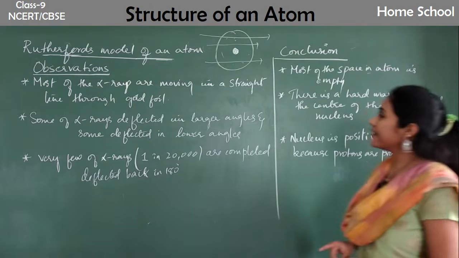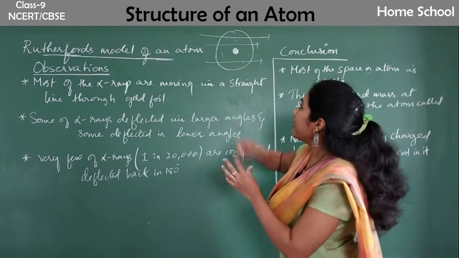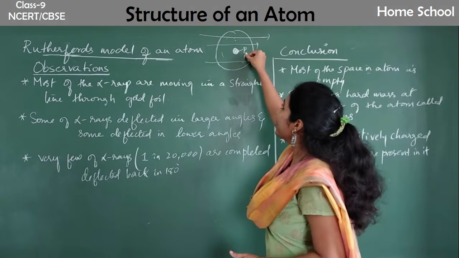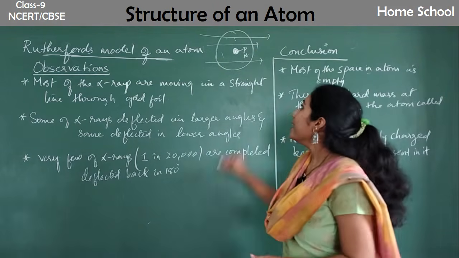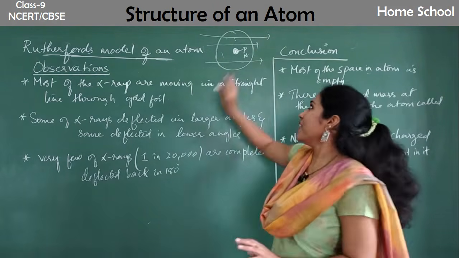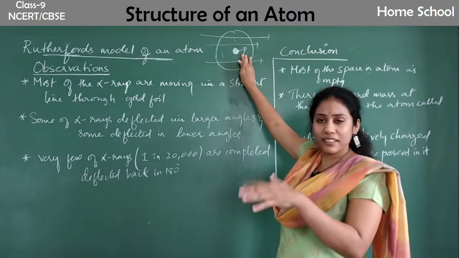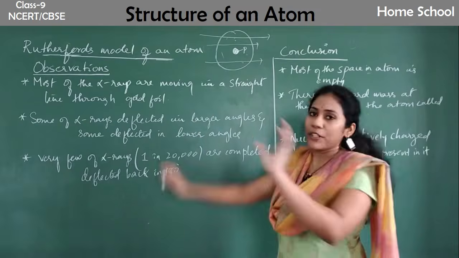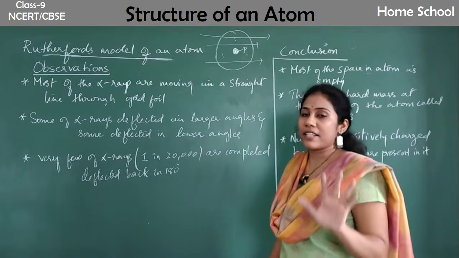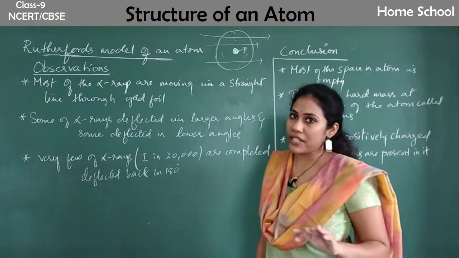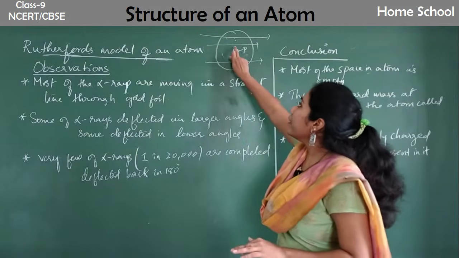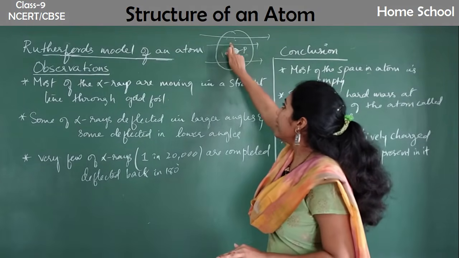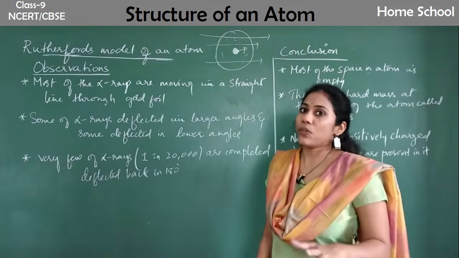Okay, so as I said at the start, this nucleus actually contains protons and neutrons. Anyway, during Rutherford's time, neutrons were not discovered. They were discovered much later. So during his time, there were only electrons and protons. Electrons are negatively charged, protons are positively charged. So the nucleus contains protons and electrons are revolving outside. This is what he concluded.